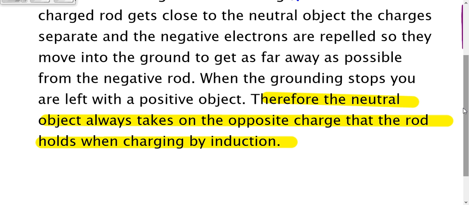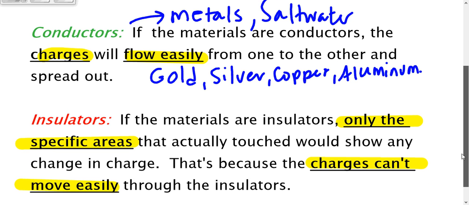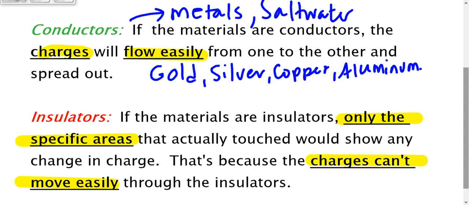Just going to do a couple notes on the top of page 16, and then we're going to leave the rest for another day. So conductors versus insulators. The result depends on if the material used was a conductor or an insulator. Conductors are things like metals or salt water. If materials are conductors, the charges will flow easily from one to the other and spread out. Examples of metals are gold, silver, copper, aluminum. Materials are insulators if only the specific areas that are actually touched would show any change in charge. That's because the charges can't move easily through those insulators.